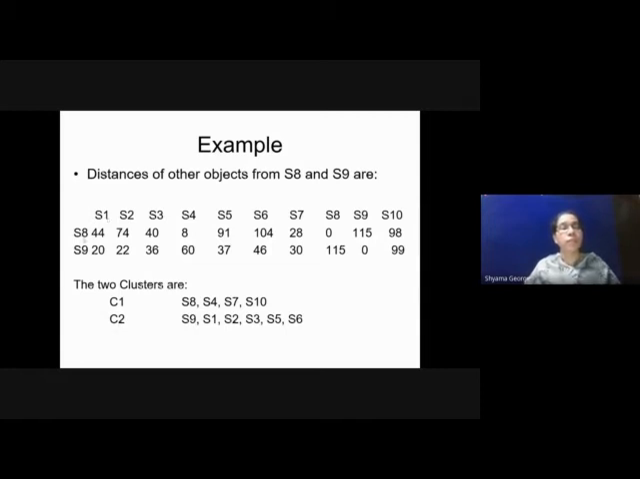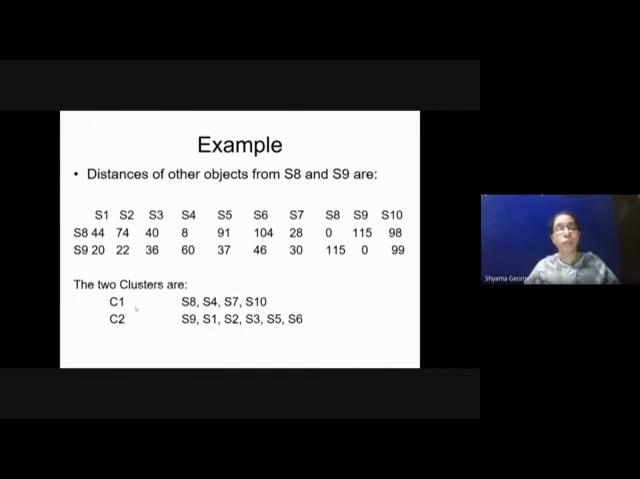Now consider the first and second columns: the distance of S1 from S8 is 44 and from S9 is 20, so S1 will go along with S9. Similarly, the distance of S2 from S8 is 74 and from S9 is 22, so S2 can be combined with S9. For S3, the distance from S8 is 40 and from S9 is 36, so S3 can be combined with S9. Similarly, you can decide for all other objects whether they should be combined with S8 or S9.